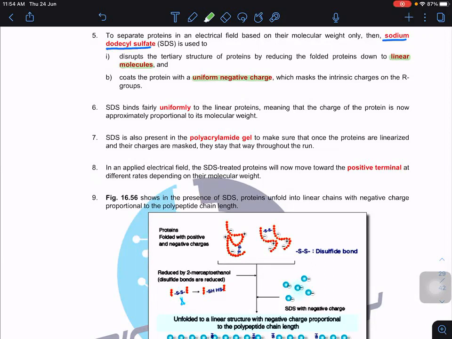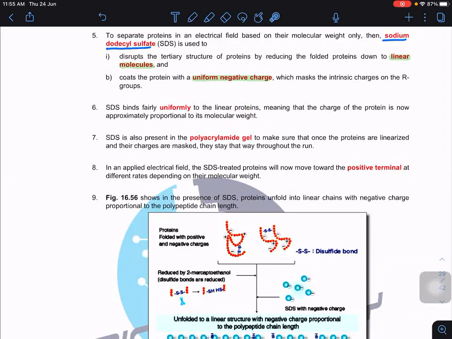Are you clear? And then the SDS binds fairly uniformly to the linear protein, meaning that the charge of the protein is now approximately proportional to the molecular weight. So try to imagine you coat it with negatively charged SDS. So the longer the protein, the more charge it has. Can you see that? Are you clear? The longer the protein, the more negatively charged it is.